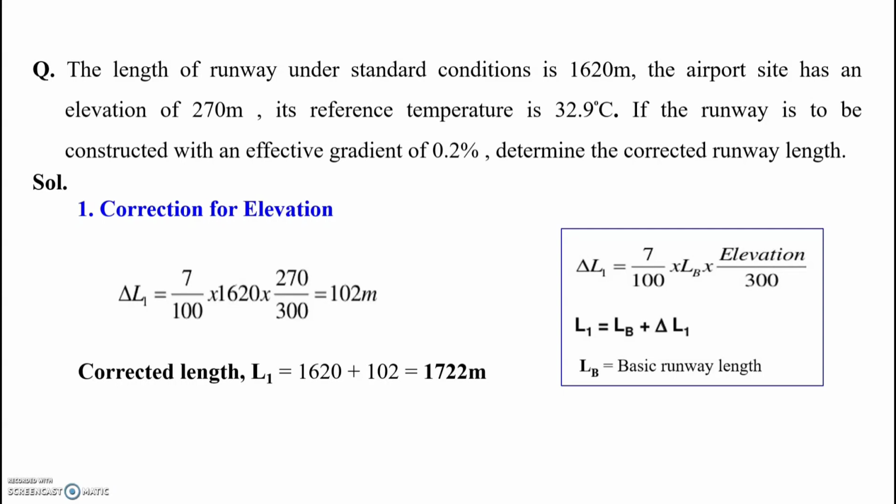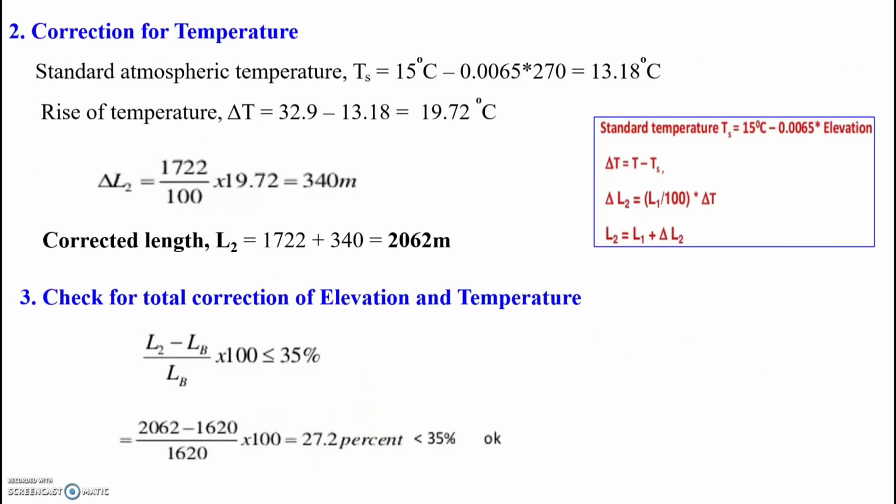Now we can move on to the second correction, which is correction for temperature. Temperature correction is given by this formula: delta L2 is equal to L1 by 100 into delta T, where delta T denotes the change between the airport reference temperature and standard temperature. That is, delta T denotes the rise in temperature.